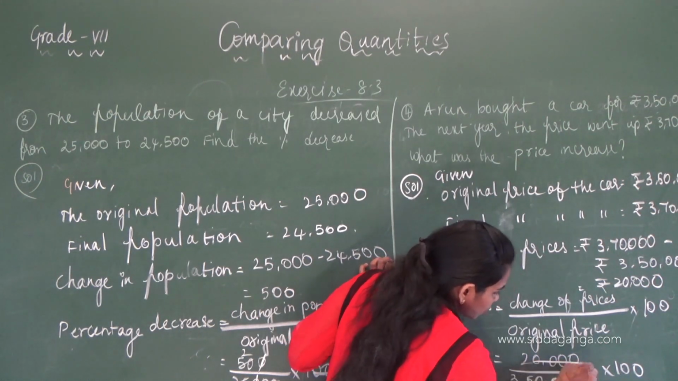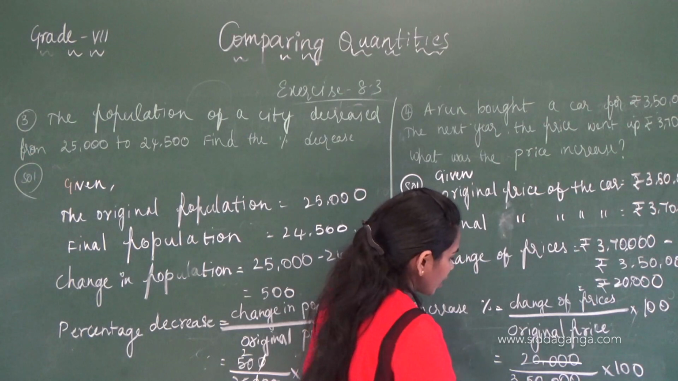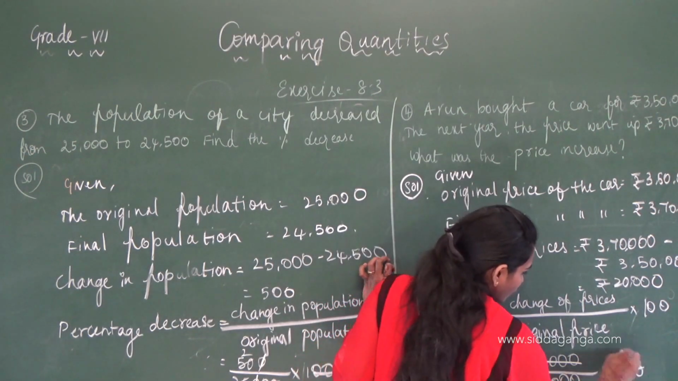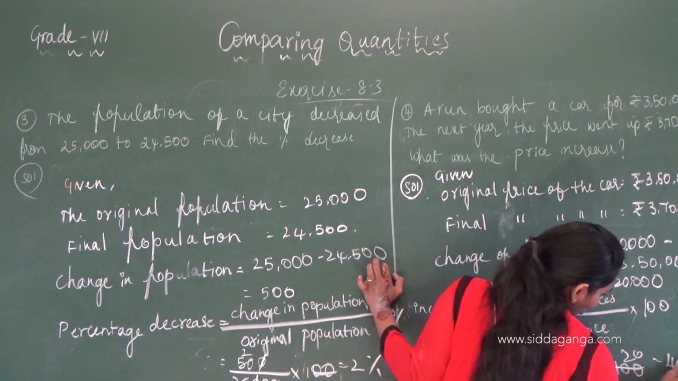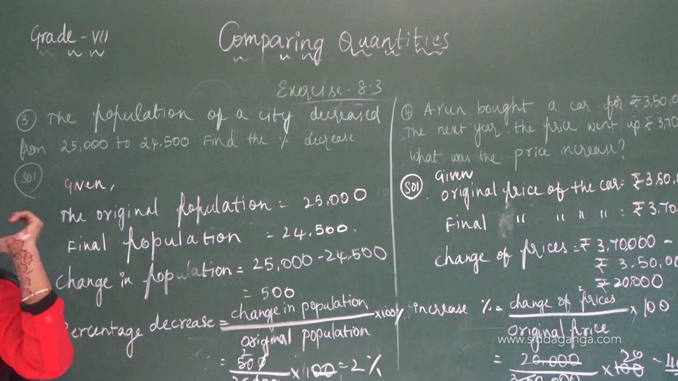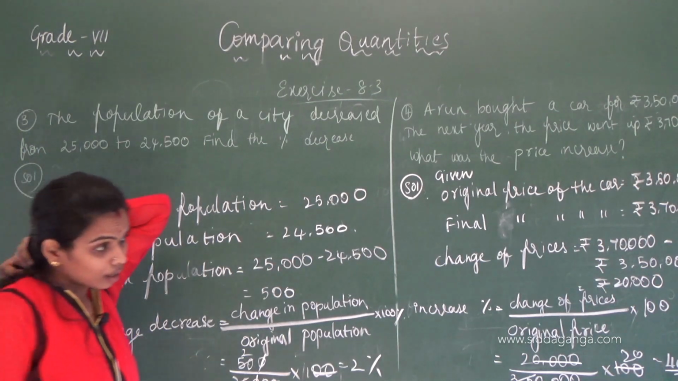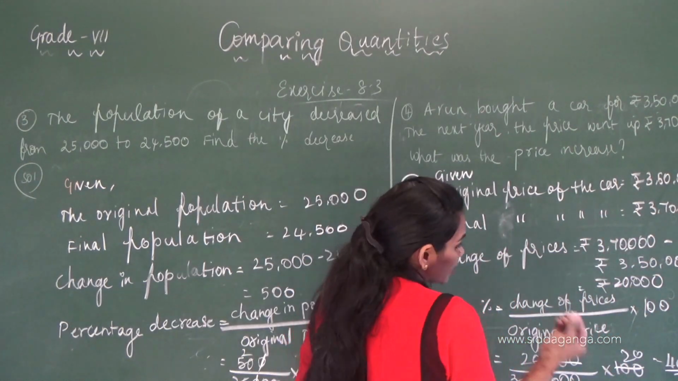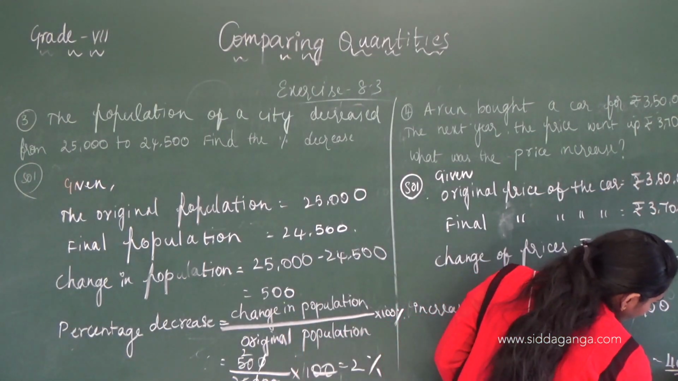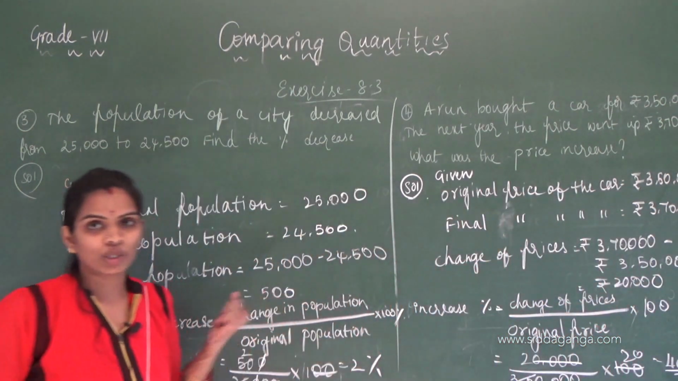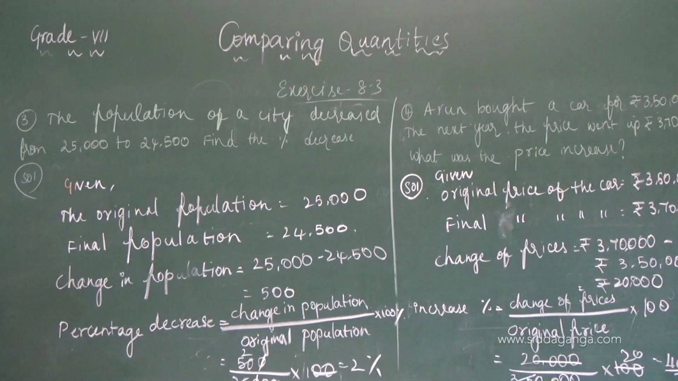See here, 4 zeros cancel, and 7s are, 20s are, that is nothing but 40 by 7. 40 by 7 percent, or we can put it in mixed form. If you put it in mixed form, the answer will come as 5 by 7. Just check. Okay, next question.